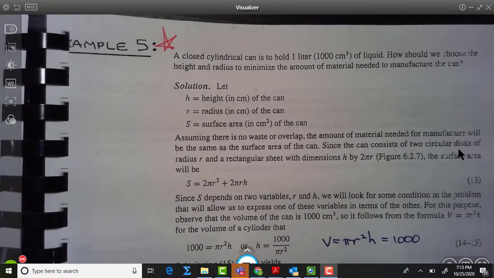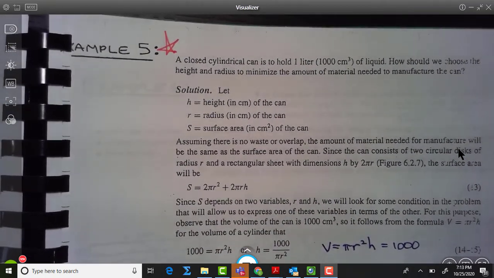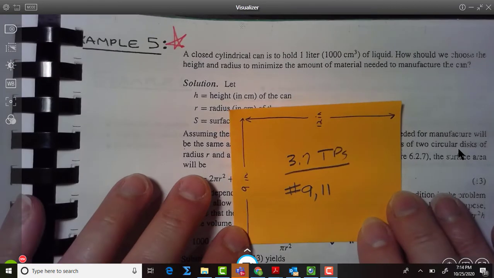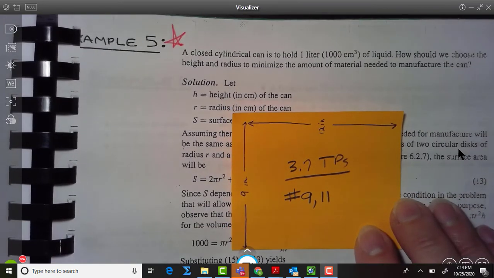I leave example 5 for you and 6. These are interesting examples for you to read and work through. And your TPs for this section, numbers 9 and 11.